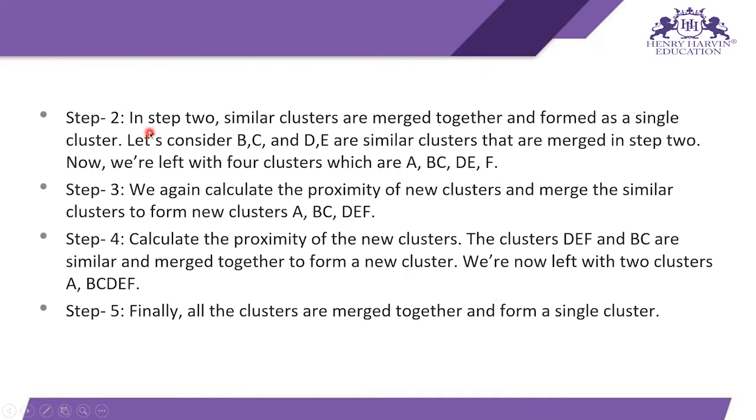So next, step 2, similar clusters are merged together and formed as a single cluster. Let's consider B, C, and D, E are similar clusters that are merged in step 2. Now we are left with four clusters, which are A, BC, DE, F.